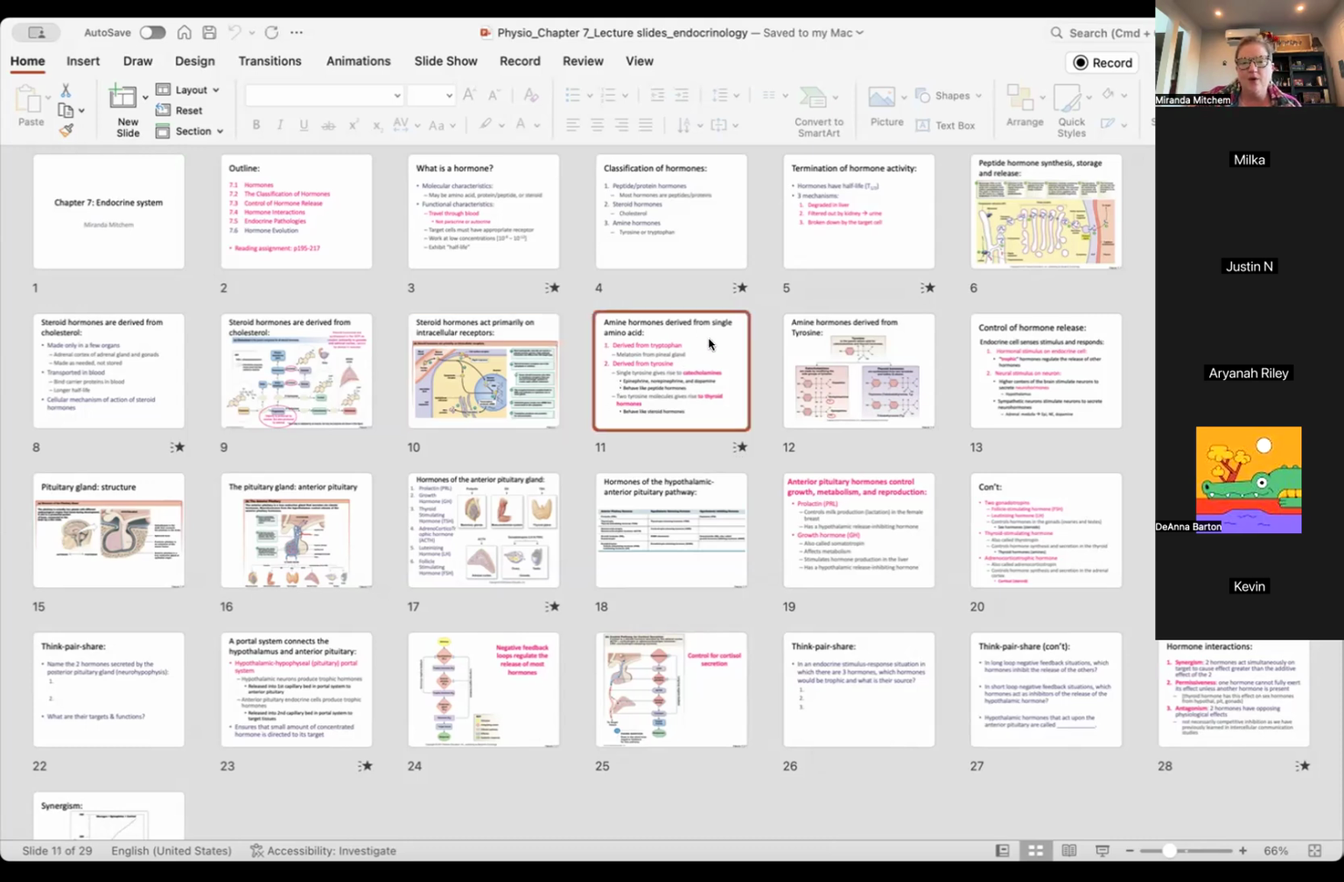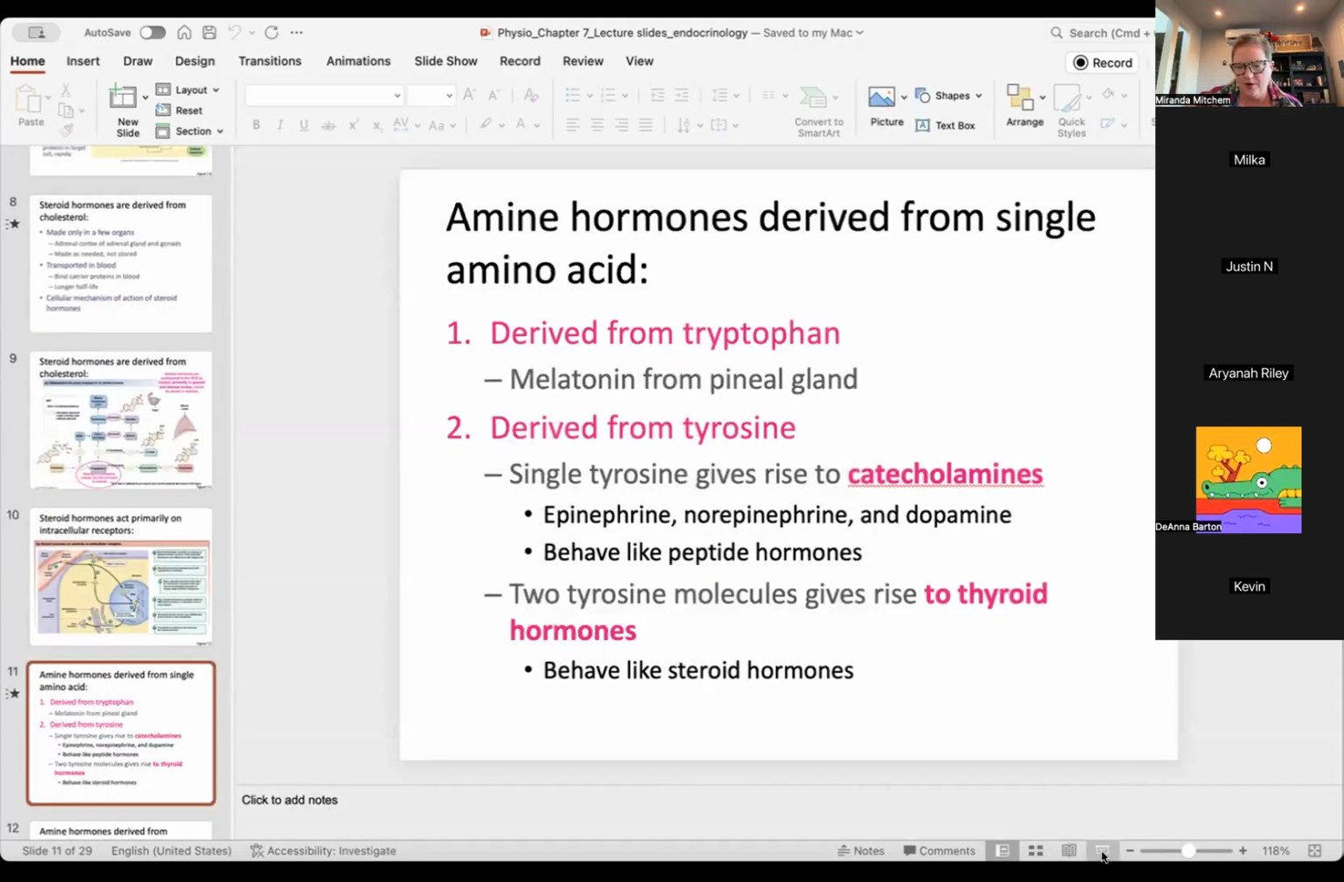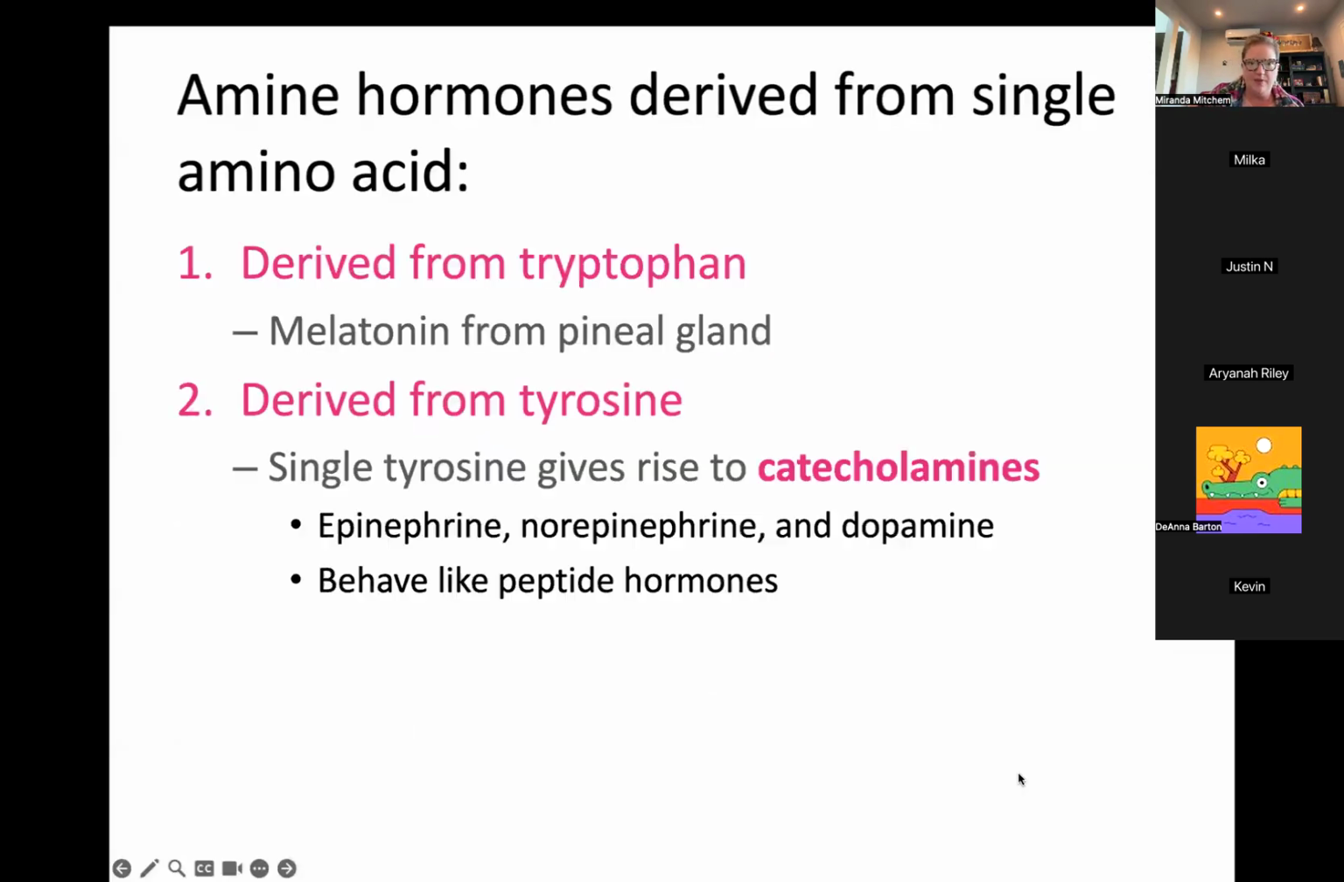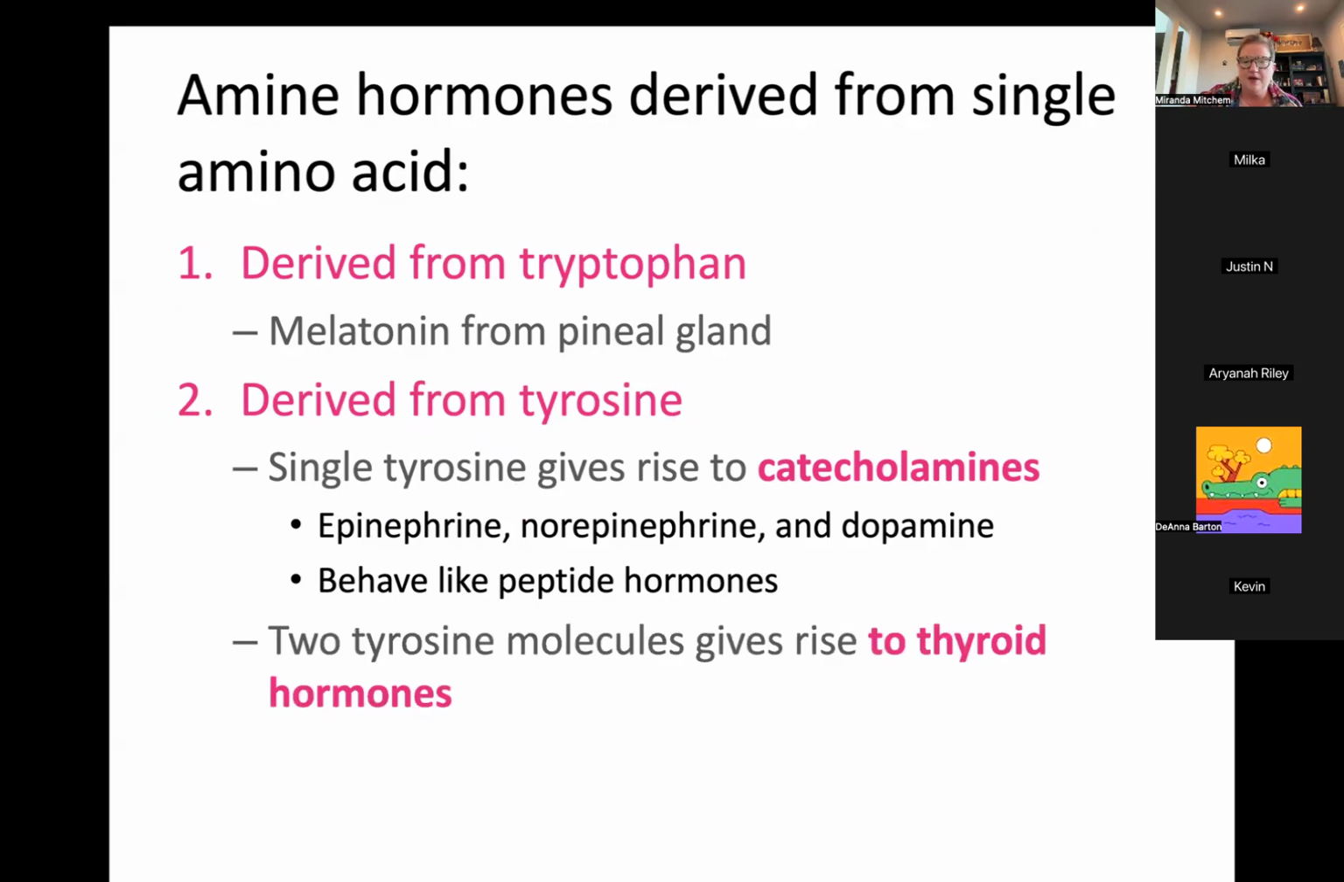With the amine hormones, which is our third group, they are either made from tryptophan or from tyrosine. And then we've got our catecholamines, which only have one tyrosine, but two tyrosines are used to make each of our thyroid T3, T4 hormones. These amine hormones behave differently, it depends which one we are. It depends if we're made out of tryptophan or if we're made out of tyrosine.